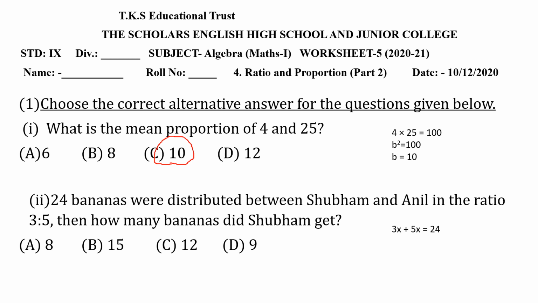So let the common multiple be x. So it will become 3x plus 5x is equal to 24. So you know 3x plus 5x is 8x. 8x equal to 24. So x value will be 24 divided by 8, that is 3. So now you need to find how many bananas Shubham gets. So 3x is the ratio for Shubham. So you'll multiply 3 into 3. So you'll get 9 as the answer. So you'll circle option D.